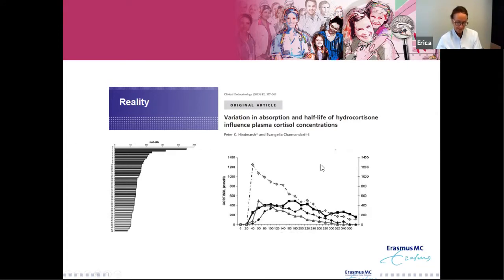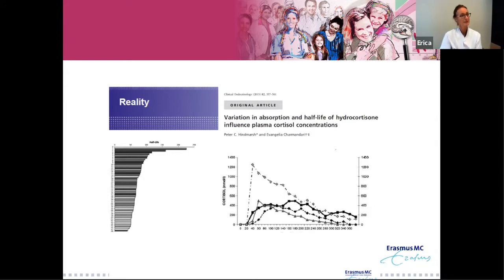So why is there this difference? Why does one patient suppress and another does not? Well, the reality is that individuals differ. They differ in the way they metabolize the glucocorticoids, and they differ in their sensitivity to it.